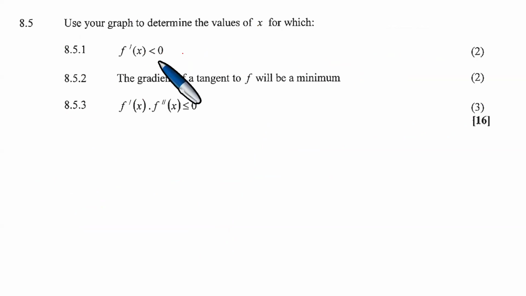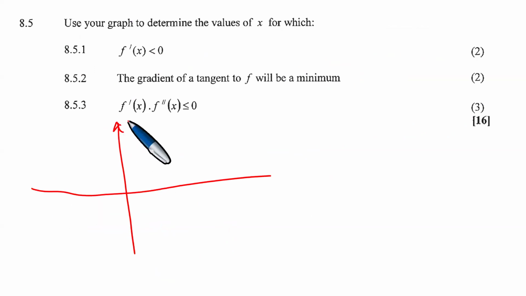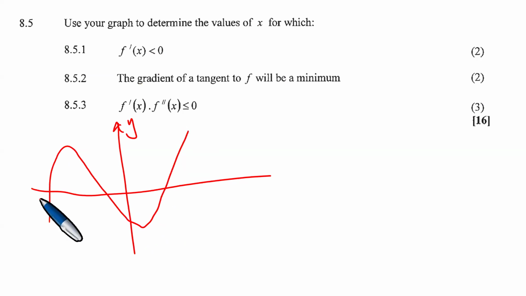Use your graph to determine the values of x for which this is the case. Let's do that quickly. These are your coordinate axes, and we have already seen that the graph is like this. We have already seen that this is minus 5, this is minus 1.